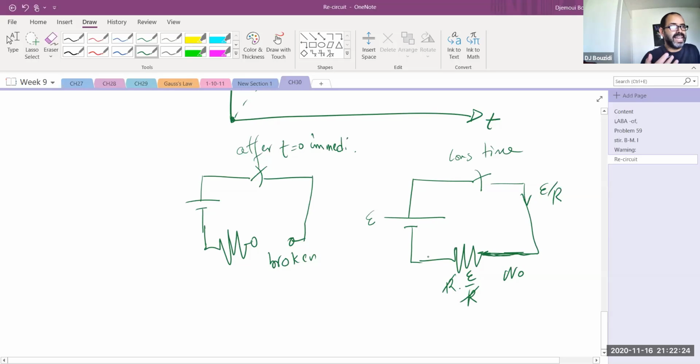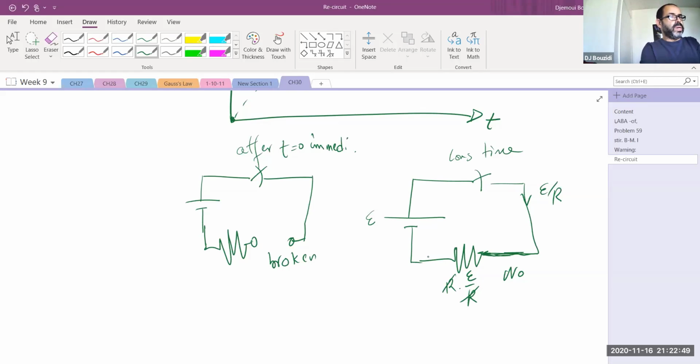So this is basically the technique in some of the problems that you will be facing, when they tell you, okay, immediately after the switch is closed, what happened? Then you can replace any inductor with an open circuit. Basically, you open it there. There is no current flowing through it. End of the story.